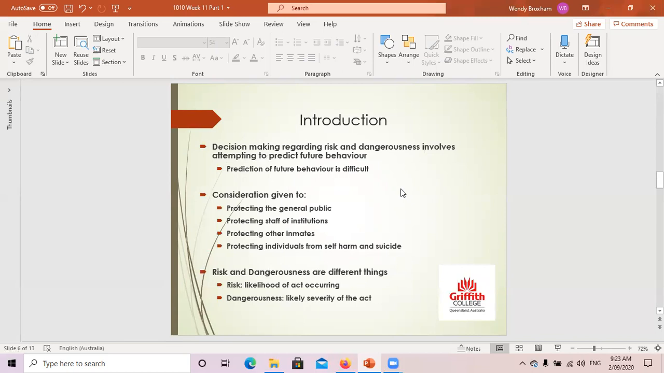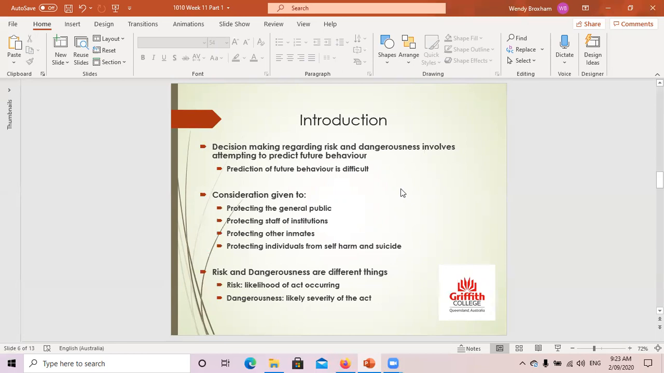Protecting staff of institutions from very violent offenders. We know, or I do anyway, that at least one staff member, possibly more, has been injured at Brisbane Correction Centre when they went back into full lockdown a couple of weeks ago and they rioted and set things on fire. One of the staff members was headbutted. So we need to be able to protect our staff that are working in those institutions.